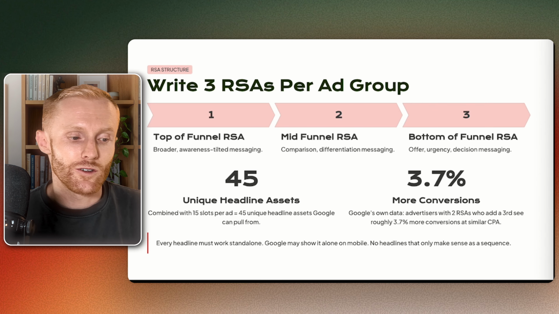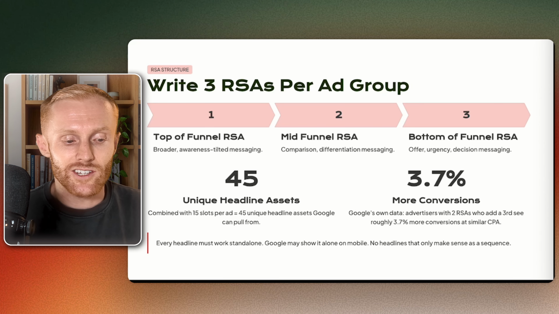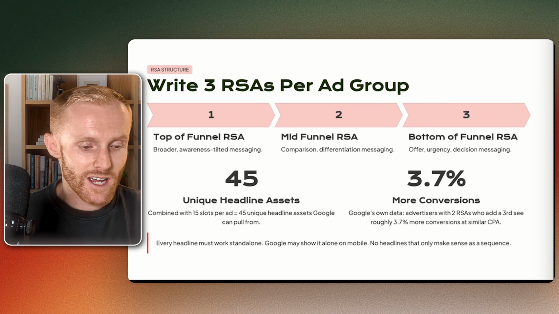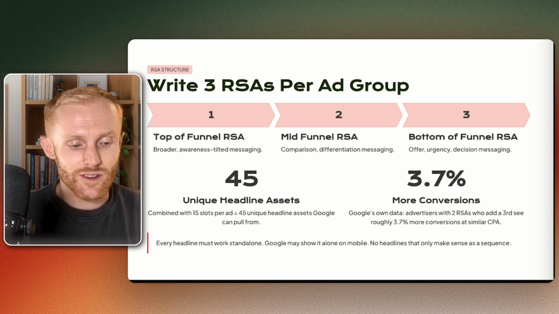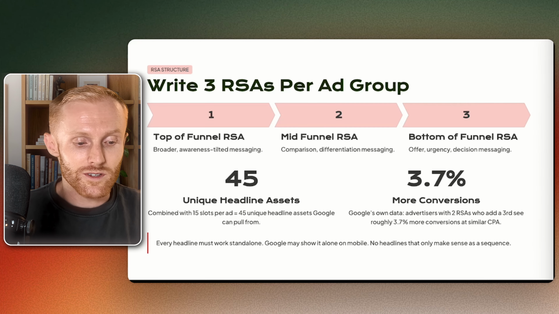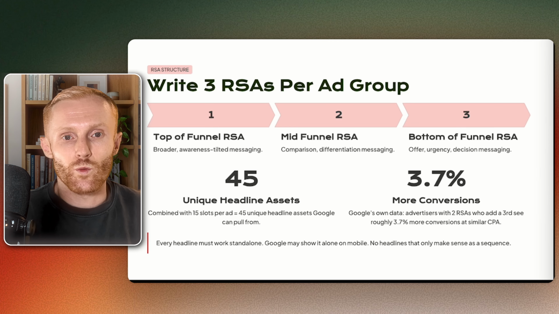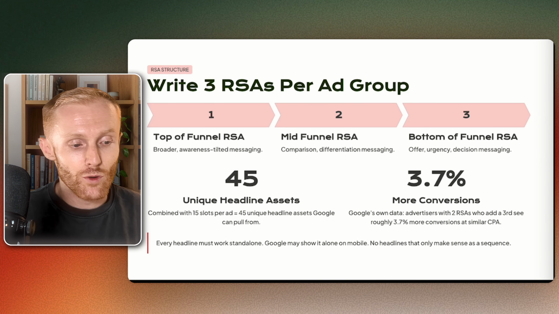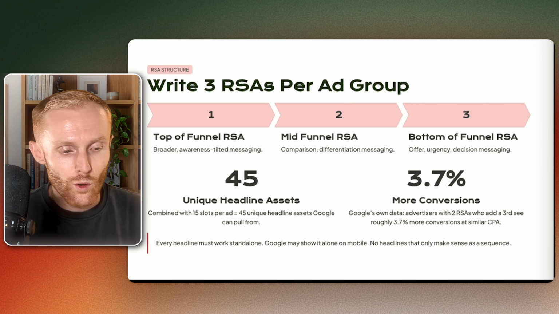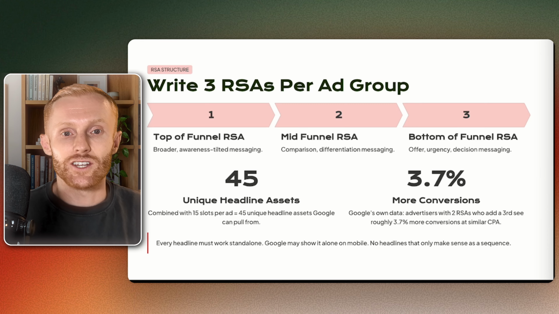We also like to write 3 RSAs per ad group. And why do we do this? Simply put, it drives more conversions. Now, Google's own data shows that advertisers who added a 3rd RSA to an ad group see roughly almost 4% more conversions at a similar CPA. Now, that makes sense with larger ad groups with more search terms coming through them, with broad and now AI max. You need to cater for a lot more potential searches.